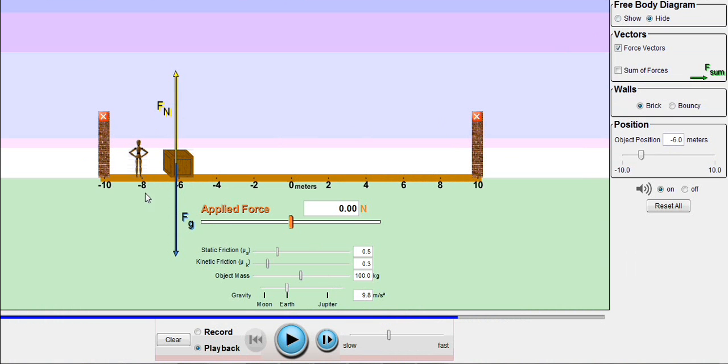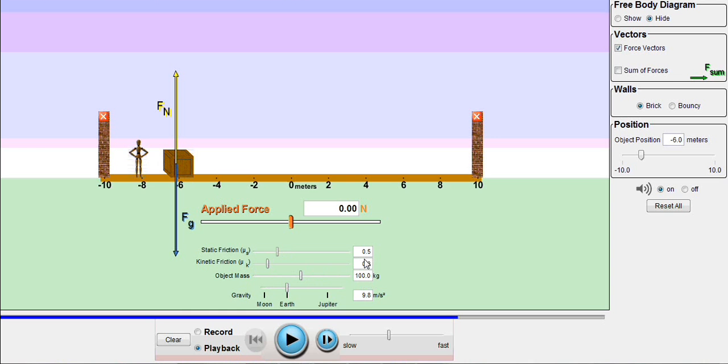Here, if you look at the diagram, we have a crate which the man will push shortly. The crate has a mass of 100 kilograms, a static friction of 0,5, and a kinetic friction of 0,3. What we always notice is that the static friction is always greater than the dynamic friction. So we have an object of mass 100 kilograms and a static friction of 0,5.